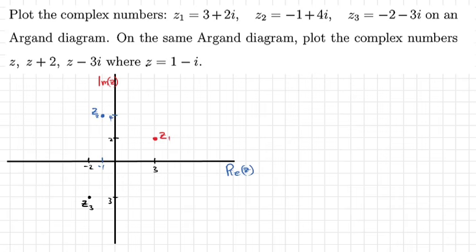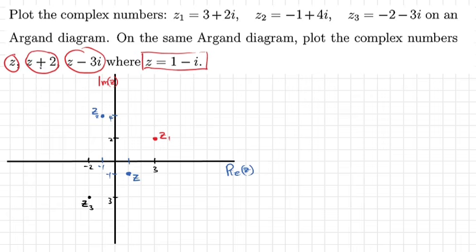Now let's look at this part that we've been given. So we've been told to plot the complex numbers, 3 of them. We have to plot z, z plus 2, and z minus 3i. So z has been given as this complex number here. Z is equal to 1 minus i. So where is 1 minus i? 1 minus i means that in the real part we have a positive 1. In the imaginary part we have a -1 here. So that complex number is right here. So I'm going to label it as Z.